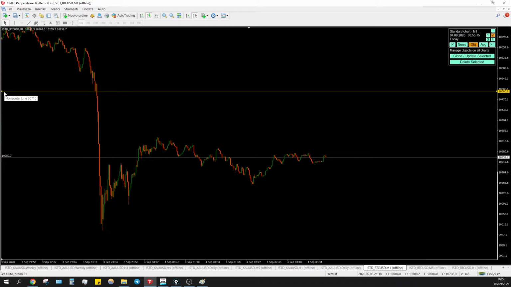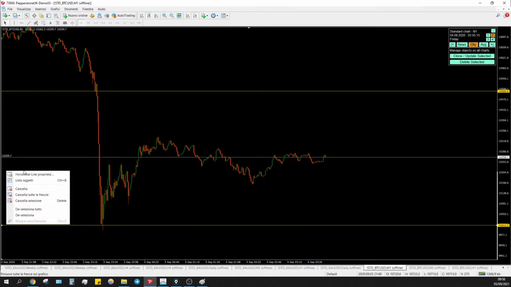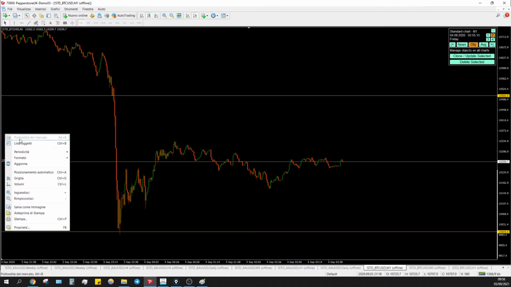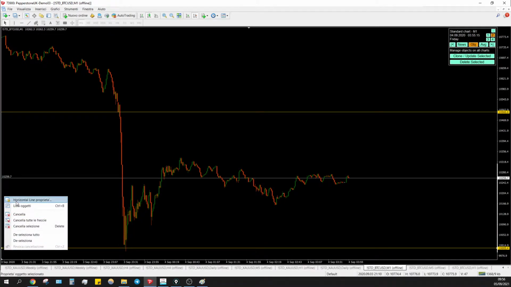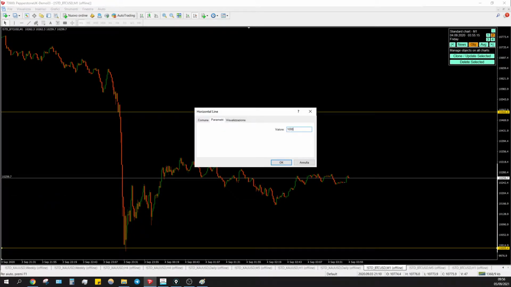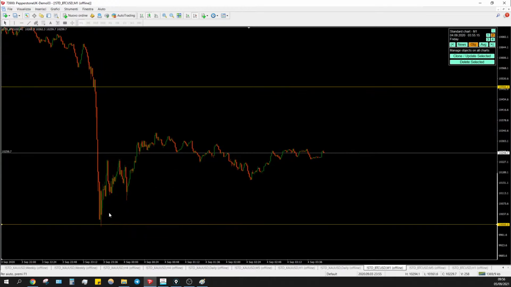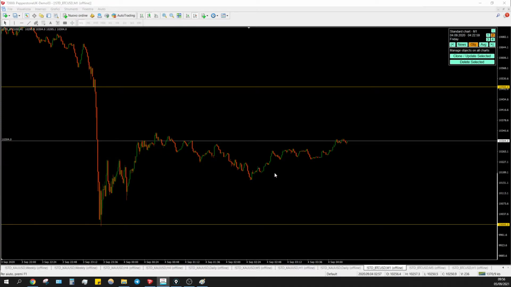Here we have $10K. Again, very strong rejection. Let's see if we need some level deeper. I thought it was only bullish.